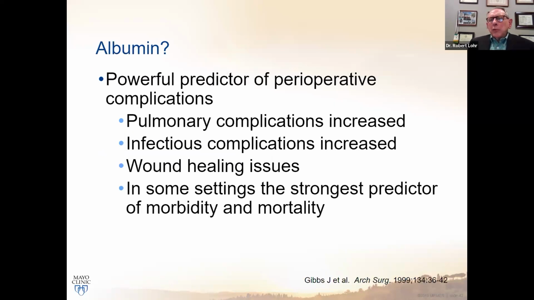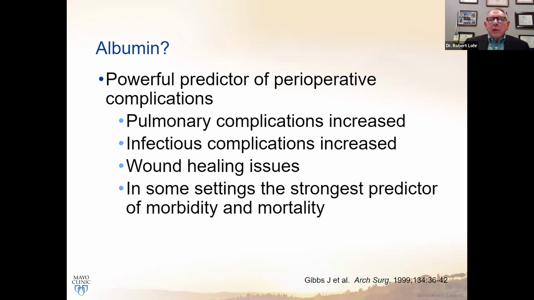What about albumin? There's a lot of literature on this, and in some settings it can be a relatively powerful predictor, particularly for pulmonary complications, also infection, wound healing. And in some settings, again, pulmonary, it may be the strongest predictor of morbidity and mortality. The issue with the albumin is that it's extremely nonspecific. It may say, well, this patient's at higher risk, but you don't know why.